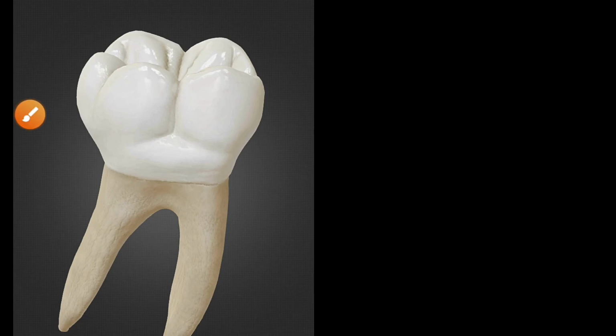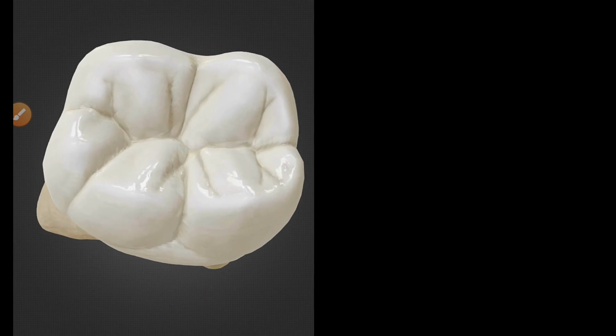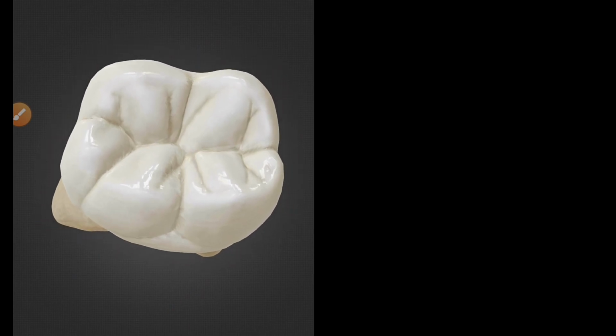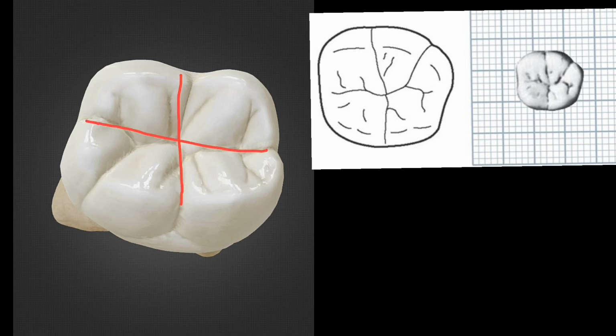Now let's see the crown from the occlusal aspect. This is the occlusal aspect of the crown, and it is hexagonal in shape. If we draw the outline of the crown, it resembles a hexagon. The buccolingual measurement is greater than the mesiodistal measurement, so this length is greater than this length.